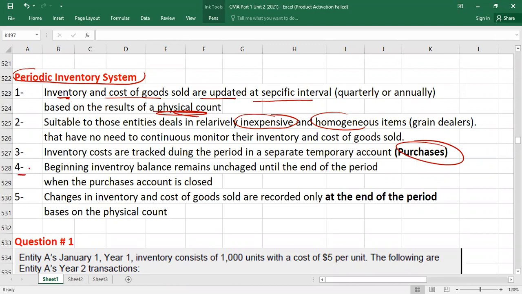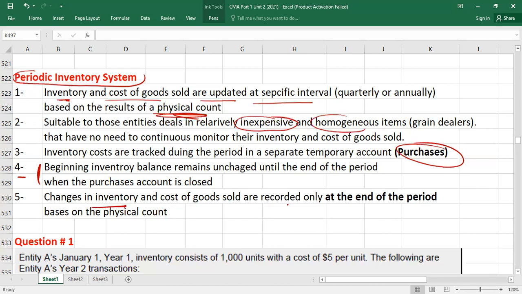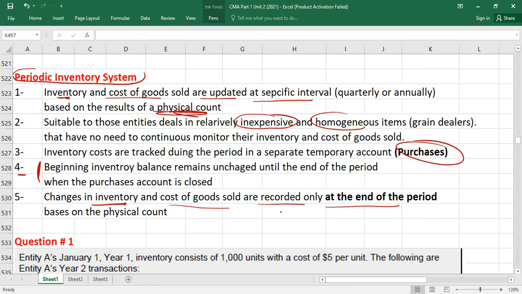Then guys, here point number 4. Point number 4 is what? Beginning. Okay, this I will explain with the help of cost of goods sold calculation just now, because it will be more suitable there. And the last point is what? Changes in inventory and the cost of goods sold are recorded only at the end of the period based on physical count. As I told you, physical count is more important. This point I will explain now with the help of an example.